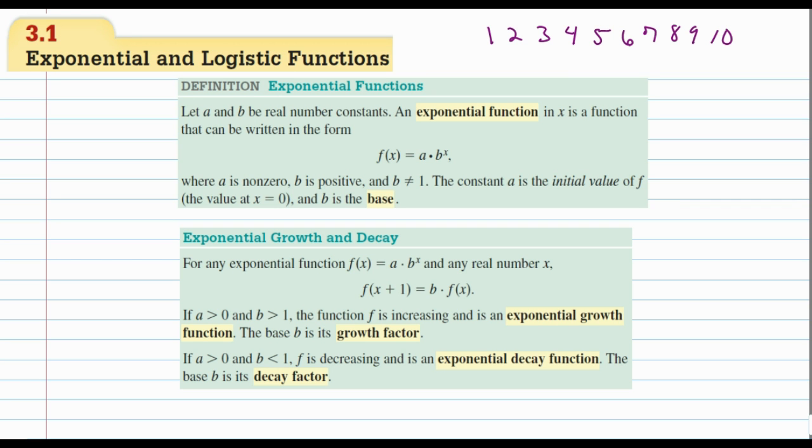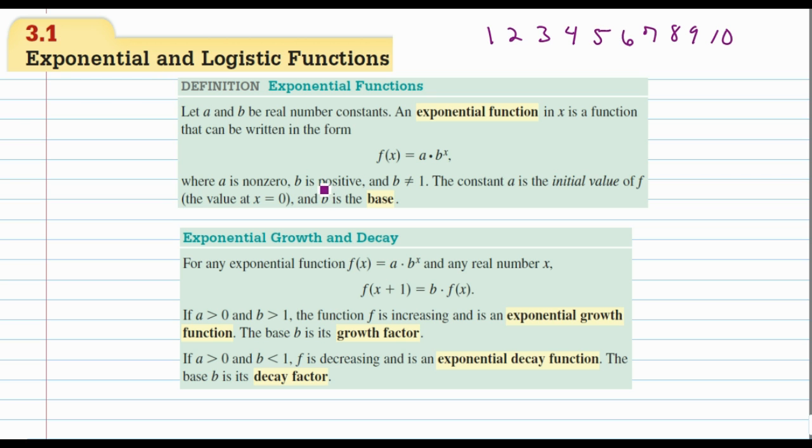So first of all, let's define what an exponential function is. An exponential function is written in the form f of x or y equals a, so a number in front, times b, another number, to the exponent of x. So x has to be the exponent. What else? a has to be non-zero. That'd be very boring if a was 0, because then 0 times anything is 0. You've got a horizontal line on the x-axis. b has to be positive.